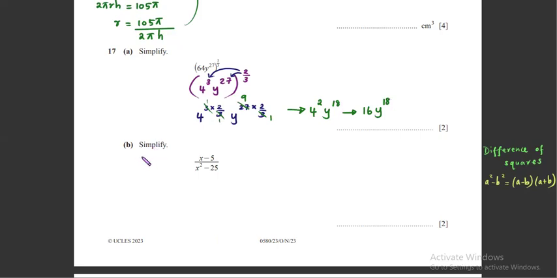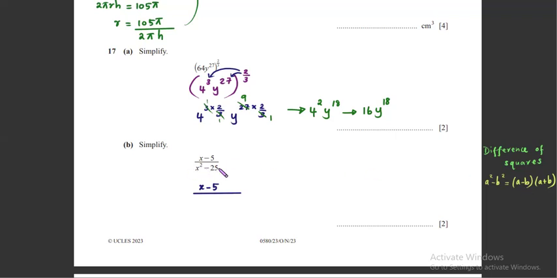Let's move on to part B. We need to simplify this question. We have x minus 5 in the numerator. In the denominator, we have x squared minus 25, which is the difference of squares because they both are square numbers with a minus. So we can do the difference of squares and we can put them into 2 brackets.